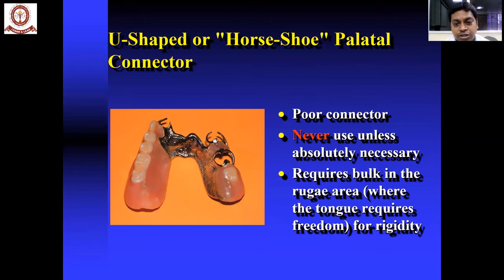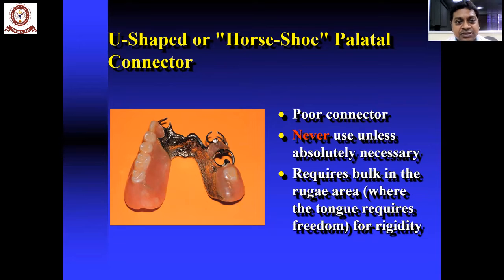Next is the U-shaped or horseshoe-shaped palatal connector. This is a horseshoe-shaped palatal connector. It is a poor connector, never used unless absolutely necessary. It requires bulk in the rugae area, where the tongue requires freedom, for rigidity. You need a bulk of this material in the rugae area to increase its rigidity.